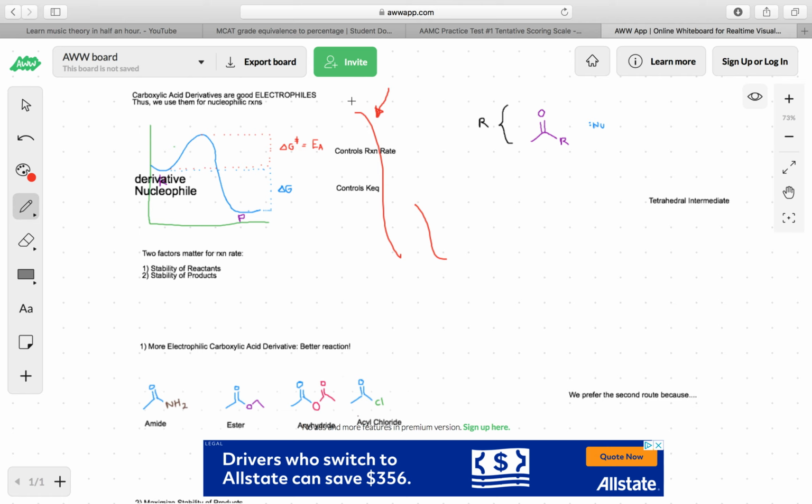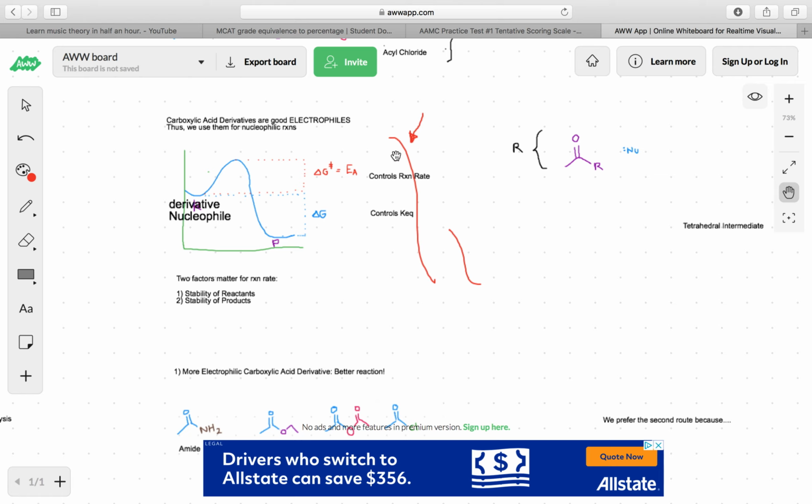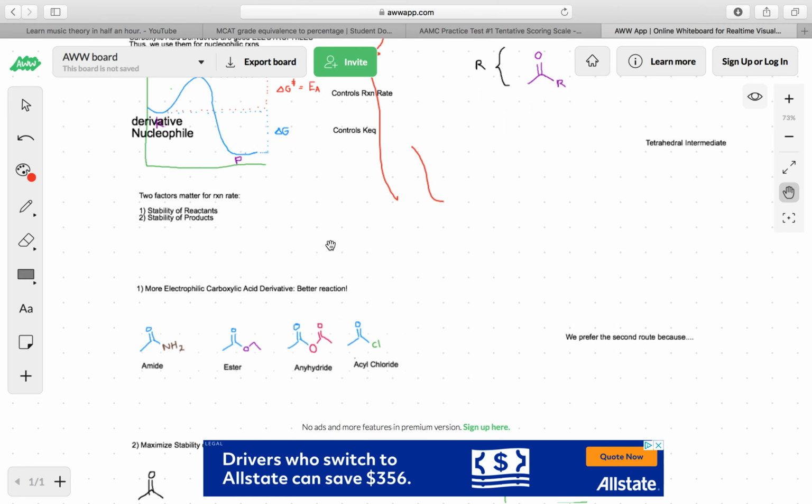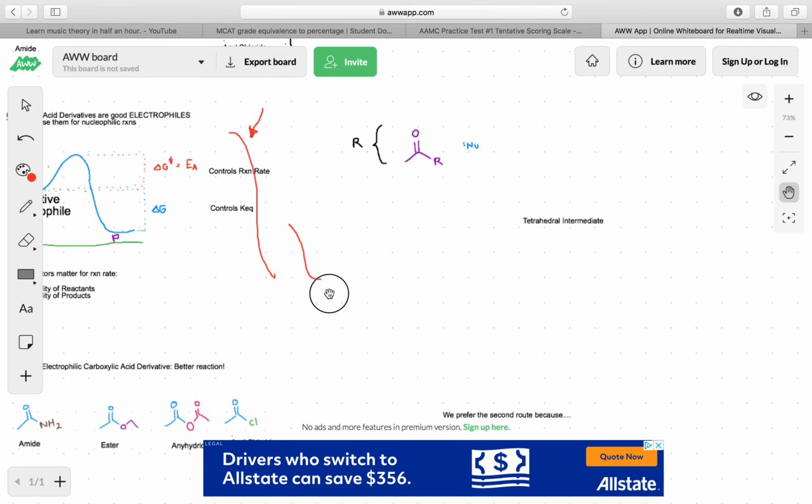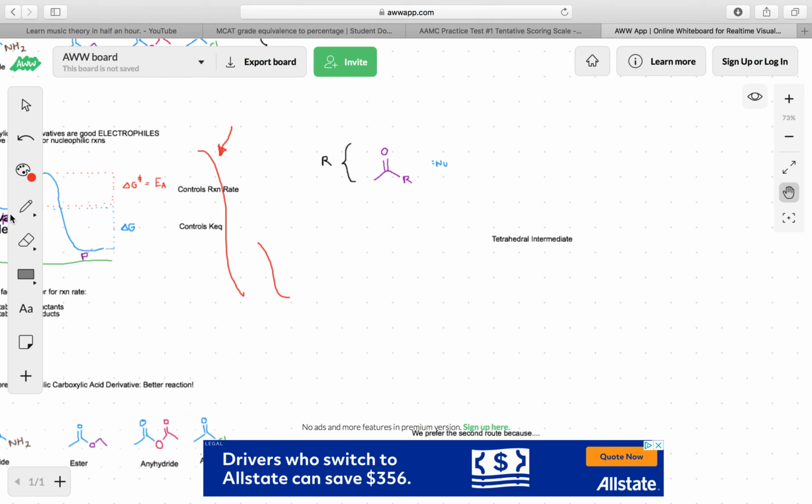So there's a way to figure out which one is this and which one is that. And it's based on two factors, because we want to make this difference between the reactants and the products the greatest. So we want to shift up the reactants and we want to bring down the products. In other words, we want to make the reactants more unstable and the products more stable. So let's look at the first criteria, which is making the reactant more unstable. So let's look at what the reaction looks like.